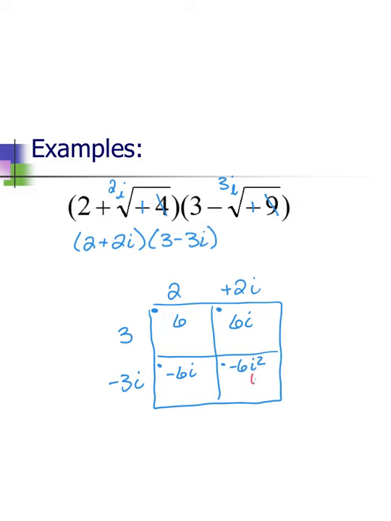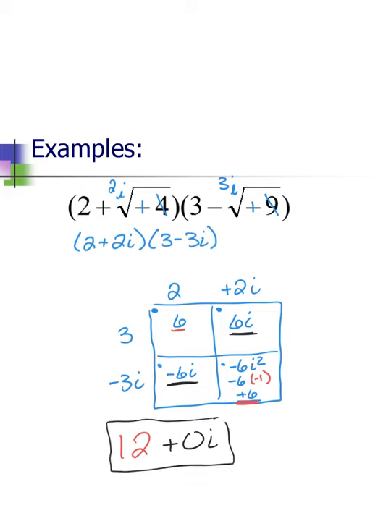Again, when you see an i squared, think negative 1. So that's really negative 6 times negative 1, which is positive 6. That's my answer for that box. So if I combine like terms, 6 plus 6 is 12. And if I look at my i terms, 6i minus 6i technically is 0i. I will accept a 12 as an answer, but again, if the question says a plus bi form, you need both a real number and an imaginary number, or a whole number and an imaginary number.